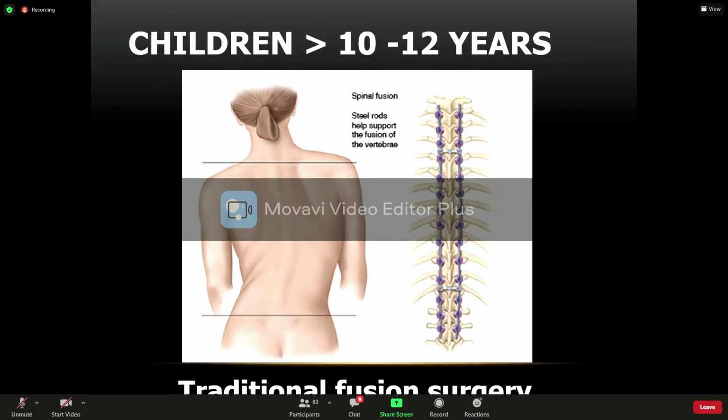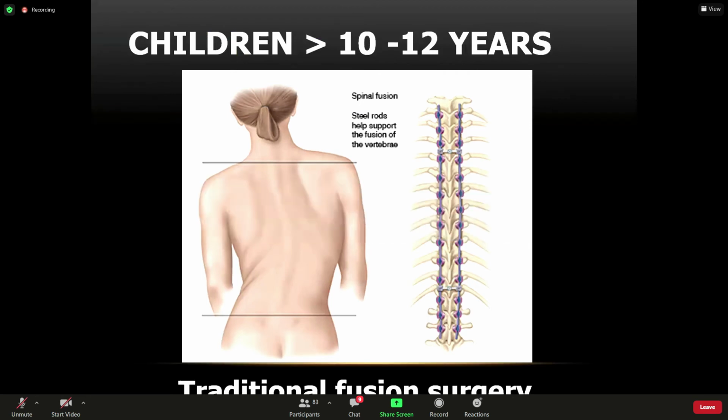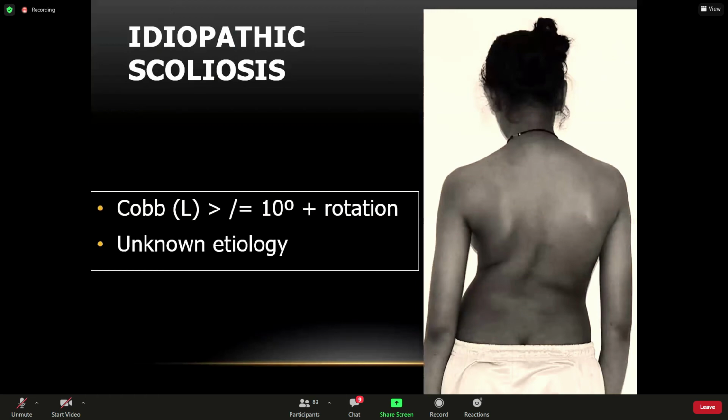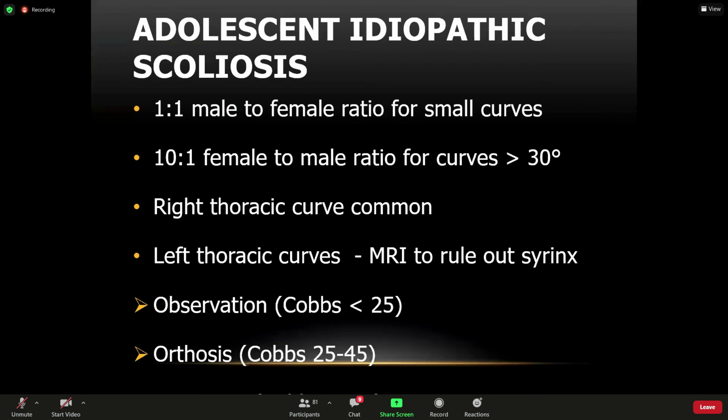So children above 10 years, you can offer them the traditional fusion surgeries. And the most common cause of scoliosis in this age group is adolescent idiopathic scoliosis. This is what we see. Although the ratio of male to female for all curves is 1:1, females have a higher chance of having curves more than 30 degrees. So more severe curves are found in girls. The right thoracic curve is more common. If somebody comes with a left thoracic curve in the adolescent age, you need to make sure that there's no spinal cord problems going on.